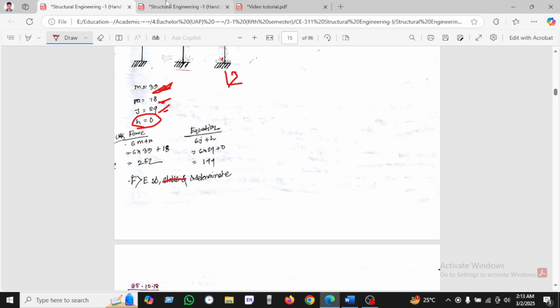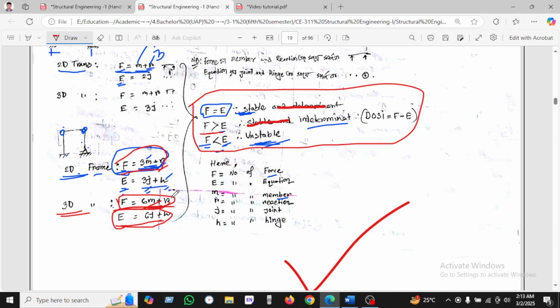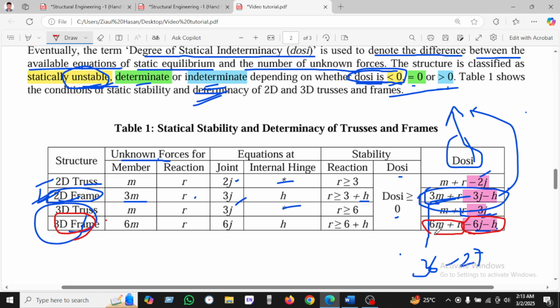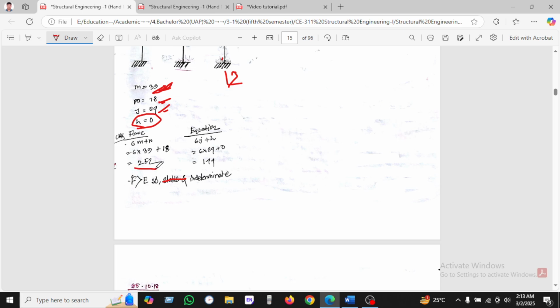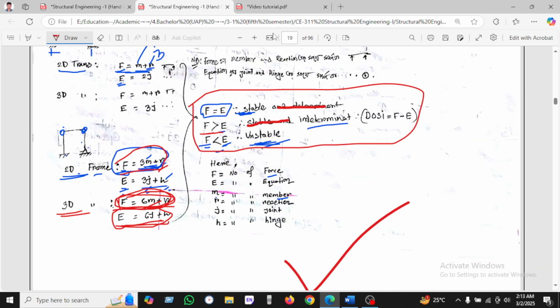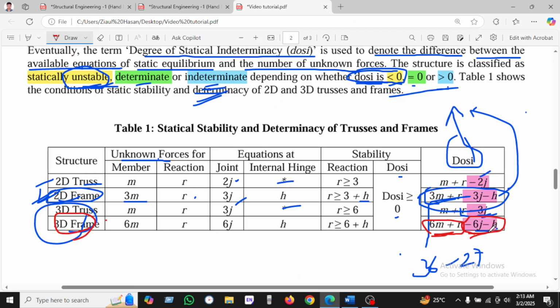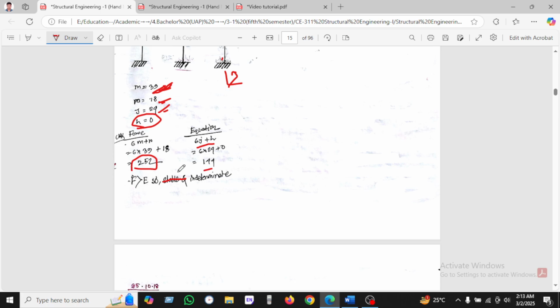We are using the force equation. As we are using 3D, the force equation is, or you can use this part only, 6m plus r, and found 252. An equation we know 6j plus s as usual, or we can use another dash portion, and found 114. So 252 is greater than 114. So this is indeterminate.